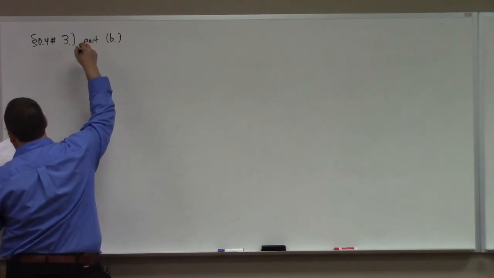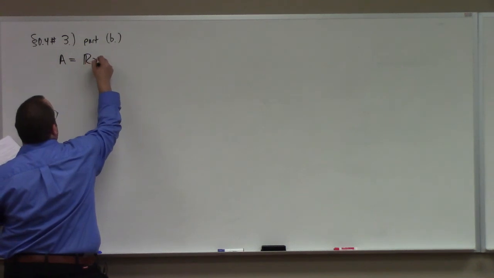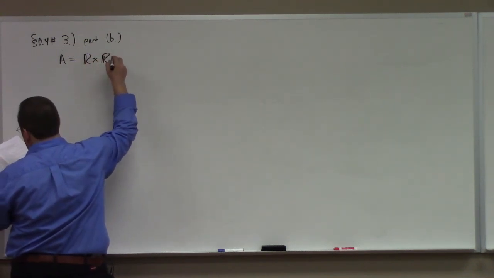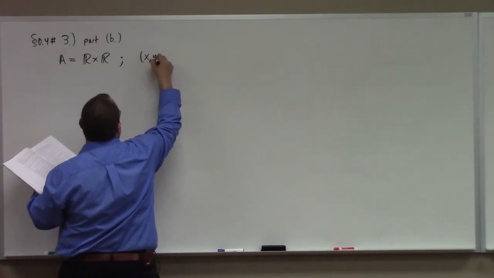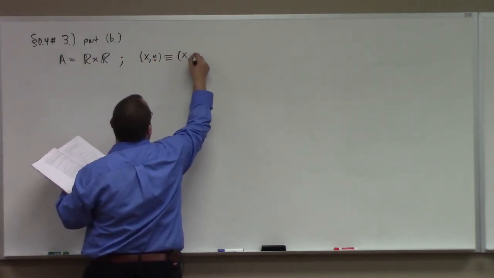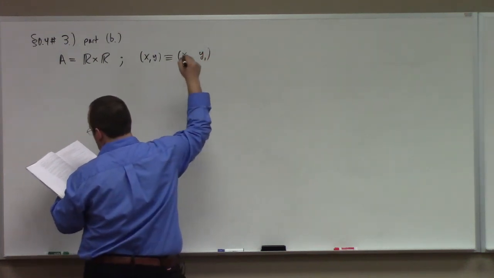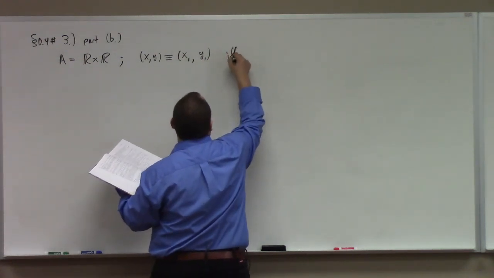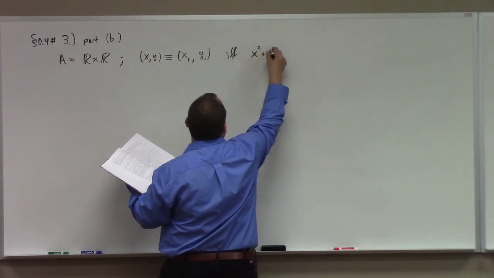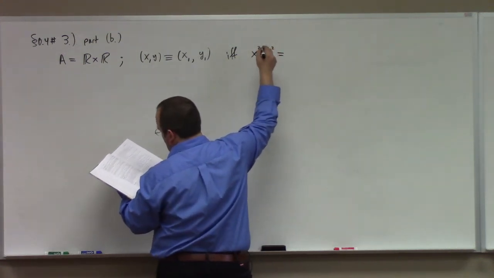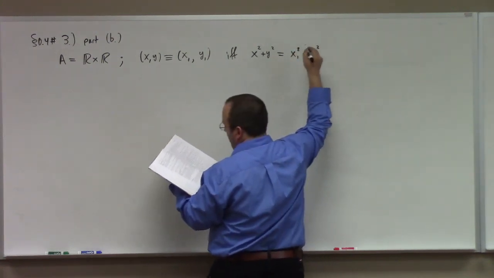So A is the Cartesian product of the reals and the reals, right? And the equivalence that we're proposing is that (x, y) is equivalent to (x1, y1) if and only if x squared plus y squared equals x1 squared plus y1 squared. Can you guys put that into words for me?